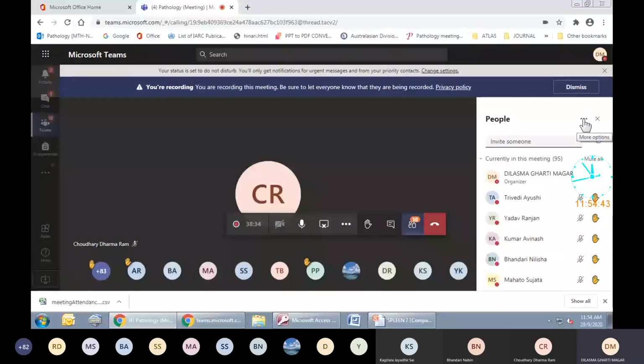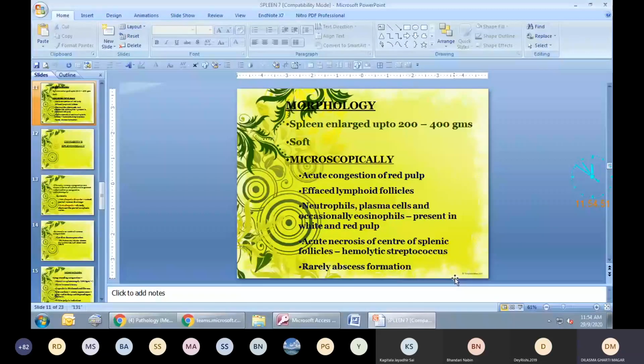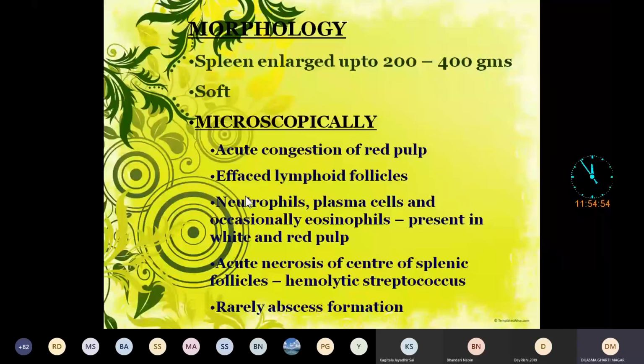So the spleen weight was how much? I told you 140 grams, isn't it? So now here the spleen has become 200 to 400 grams, and the spleen has enlarged and it is soft in consistency. So microscopically we will see the acute congestion of the red pulp.